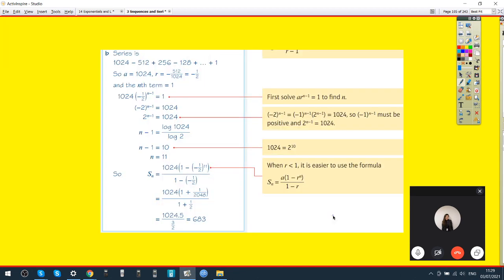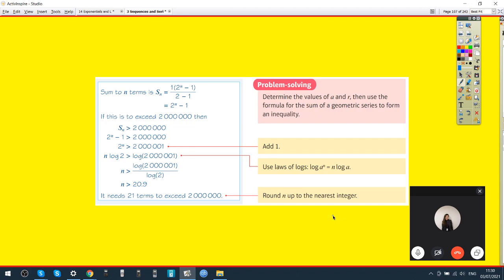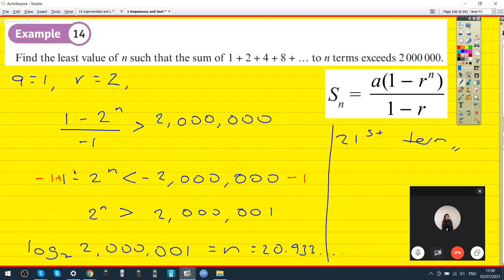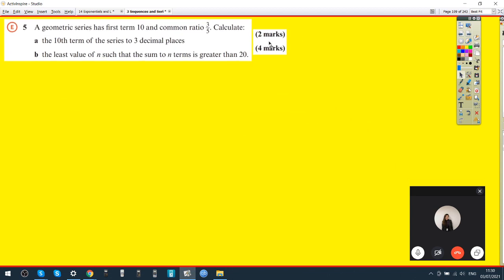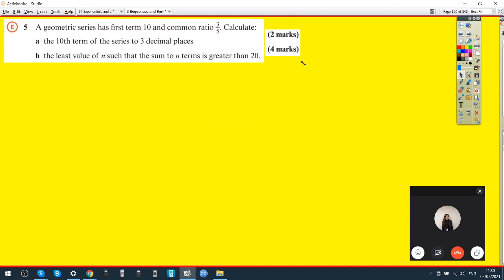Yeah, it needs 21 terms to exceed it. Great. So it's just that formula is greater than 2 million. Okay. It's now getting weird, isn't it? We'll see.